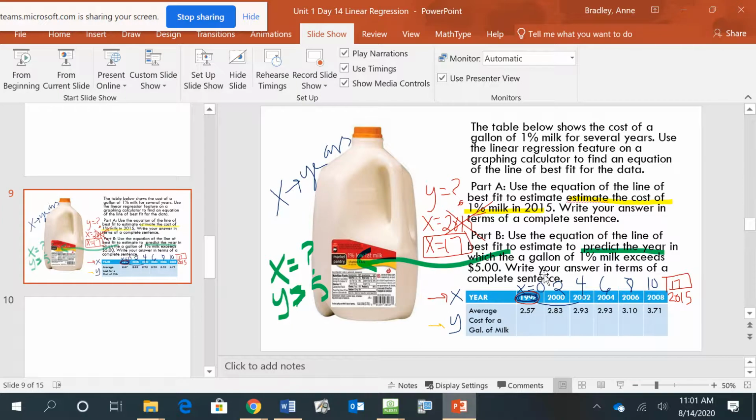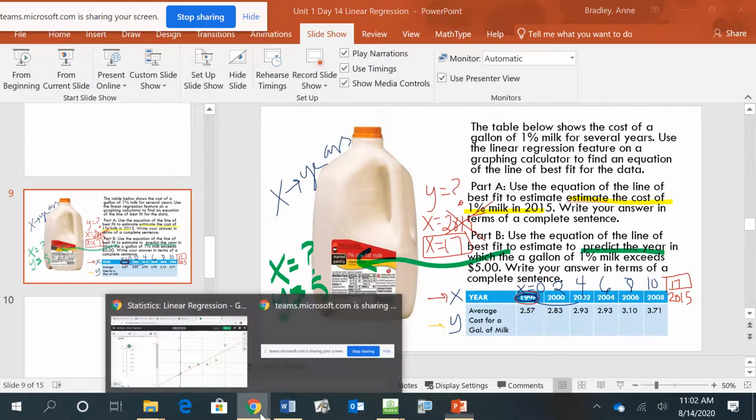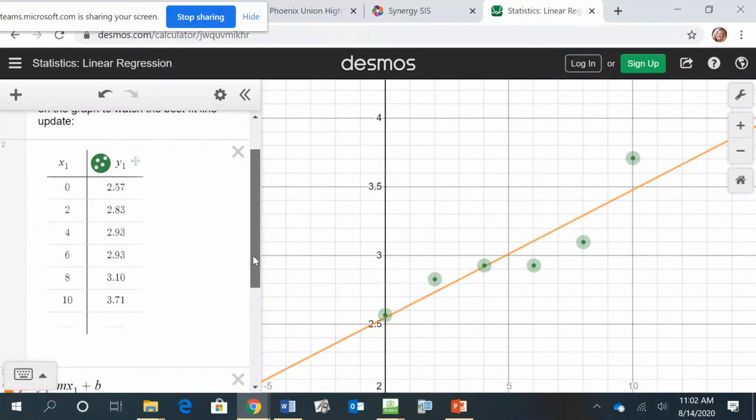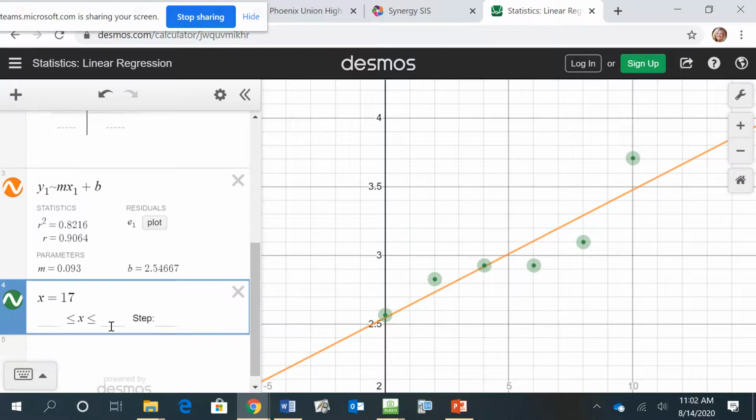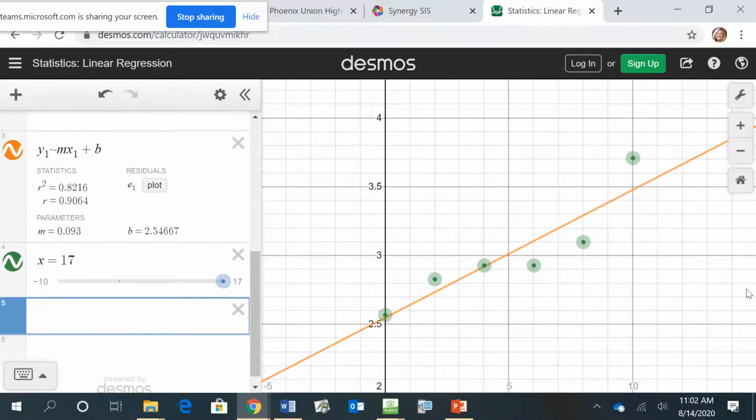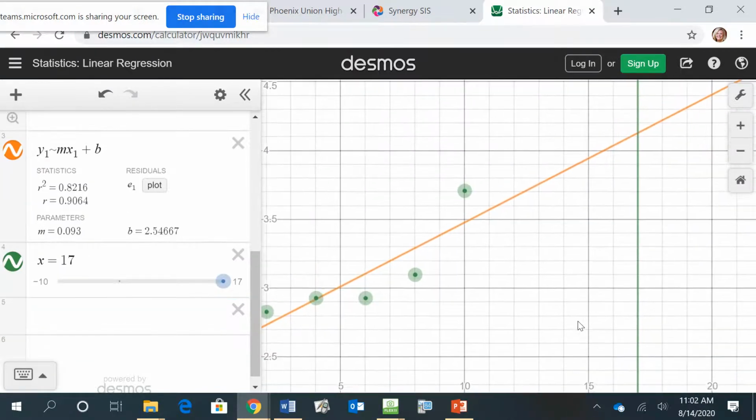Okay, the first one was, hey, I know the year is 2015. And in terms of translating that, that's x equals 17. If x equals 17, what's my y? So I come down here. If x equals 17, I press enter. And I'm like, I don't see it. I may need to move this.